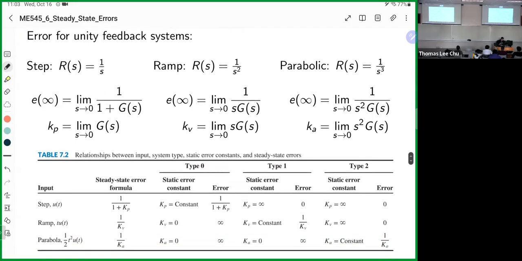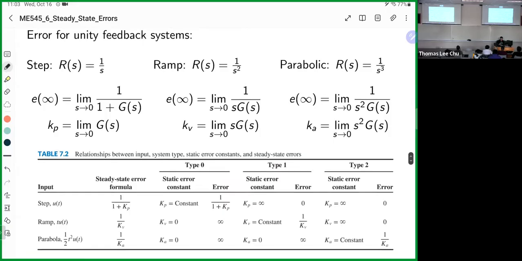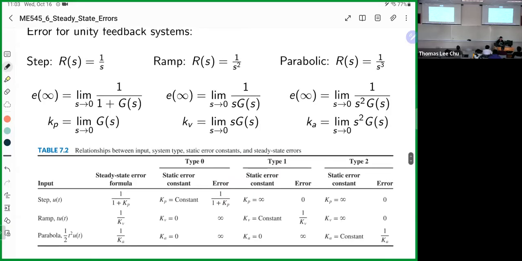And then here they define KP, KV, and KA. They're just basically constants, to make this table a little shorter. So you can see for step input, the steady state error is 1 over 1 plus KP. For ramp, it's 1 over KV. And for parabolic, it's going to be 1 over KA. I need to capitalize these Ks.